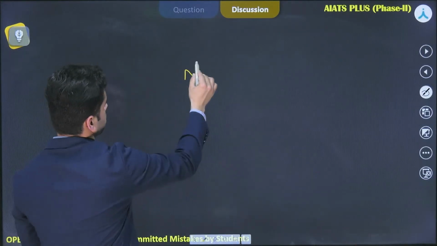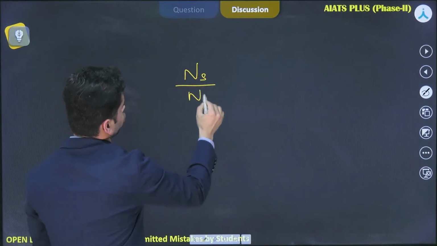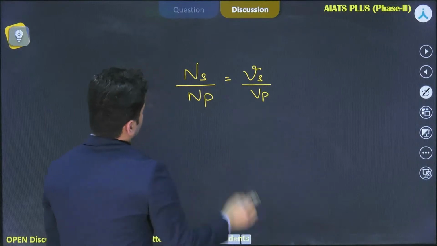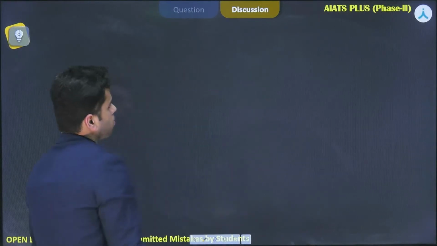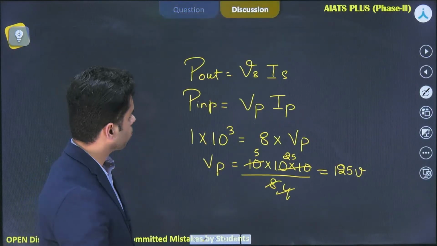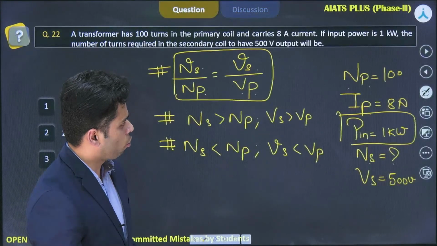So use Ns over Np to be equal to Vs over Vp. So Ns you need to calculate. Np has been given to you as 100 and Vs is given to you as 500.